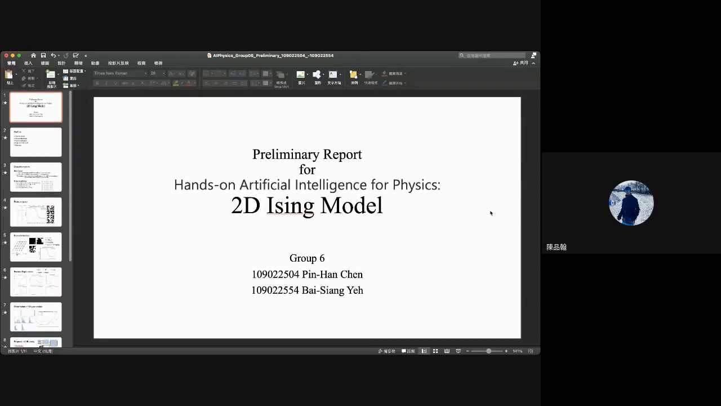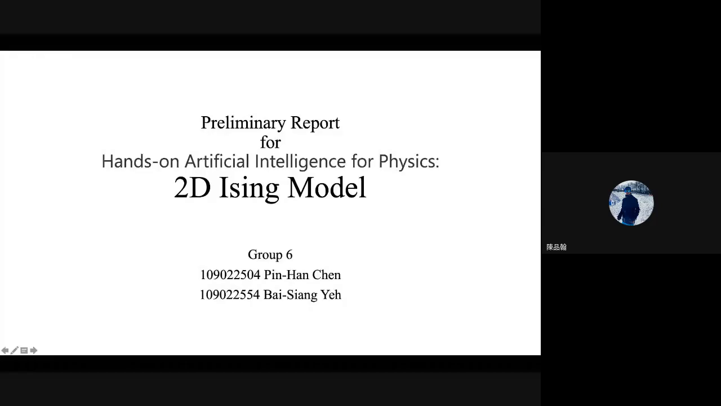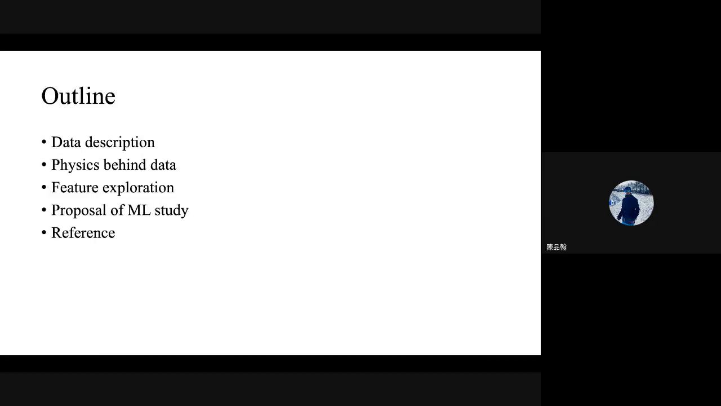Hello, everyone. We are Group 6. I am Pinghan Chen. Today, my partner Baixiang and I are going to introduce the 2D Ising model and how to analyze it by machine learning methods. And here is our outline. Our logic flow is to try to analyze an unknown data set from a physics viewpoint. Therefore, we follow the guideline from the teacher. We start with the data description and try to give a physics explanation, and then simply introduce what the Ising model is. In the end, we discuss how we want to analyze it by machine learning methods, including what features we want to use.